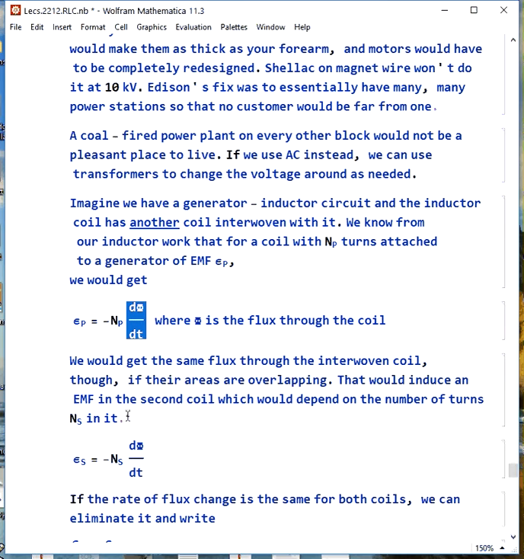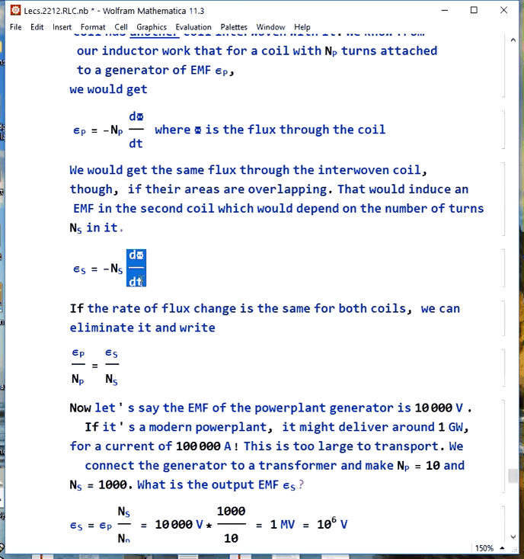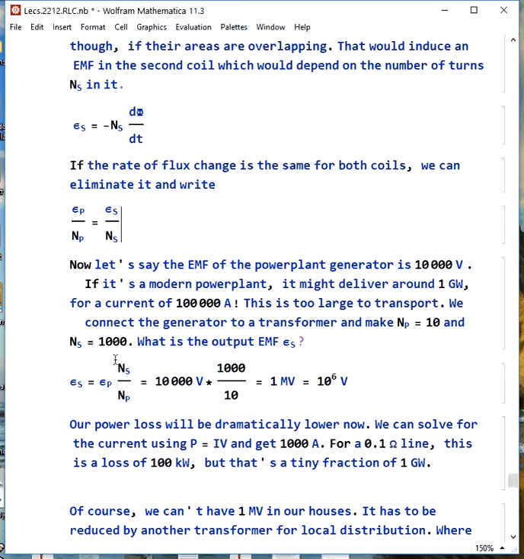We'll call the other one S, the secondary. That will induce an EMF in the second coil, which would depend on the number of turns NS in it. So we have the same formula for it. Now remember, this secondary coil is connected to the load we want to power. There's nothing there but coil and, say, your toaster. But we're going to power it using this changing flux. So if dΦ/dt is the same for both coils, we could eliminate it and write our transformer equation, which is relatively simple looking.